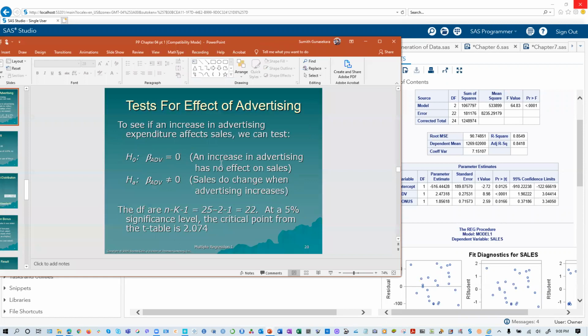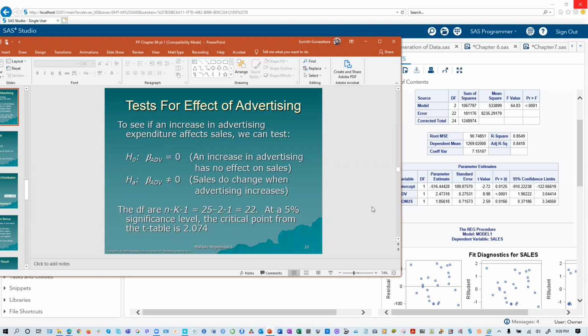Advertising. See, it's a two-tail test. It's going to be in accordance with the two-tail test. As I do, you have a confidence interval. It's a two-sided confidence interval. You have a confidence interval for beta naught. You have a confidence interval for the increment of the advertising. So this one, beta add, at 5% significance level. So level of significance is 5%. Alpha is the level of significance. T value is 2.074.